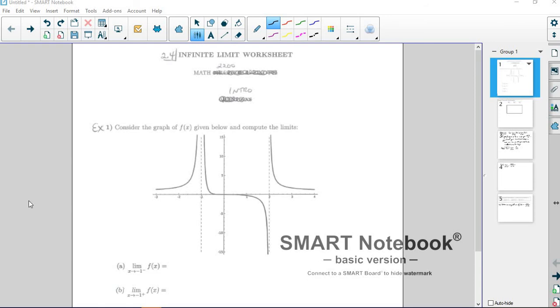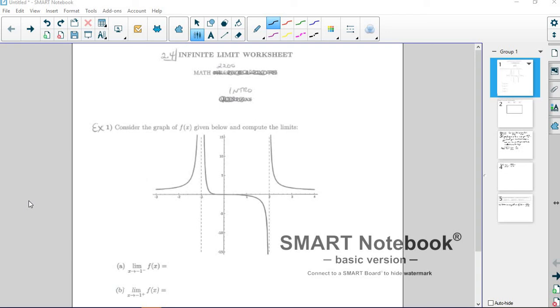This is section 2.4, infinite limits. We're just going to give you a brief overview here, and then I'm going to show you the couple of things that I expect you to be able to do for this section. We're not going to get into full detail for this section. I'll show you the stuff that I'm interested in you being able to understand.